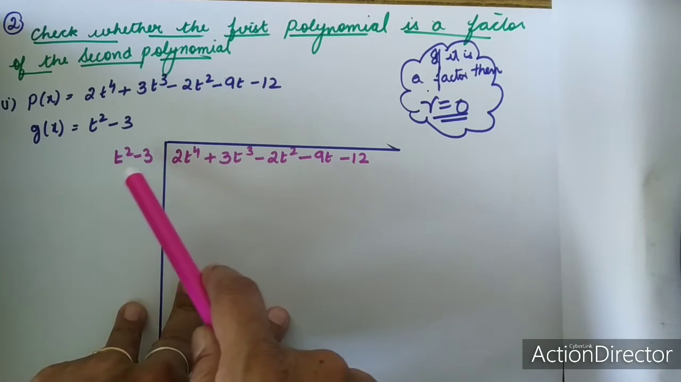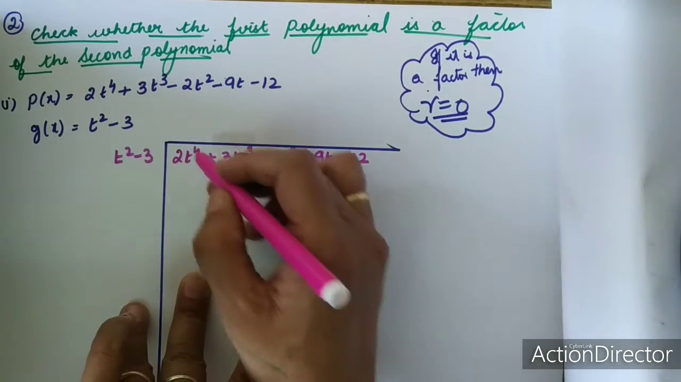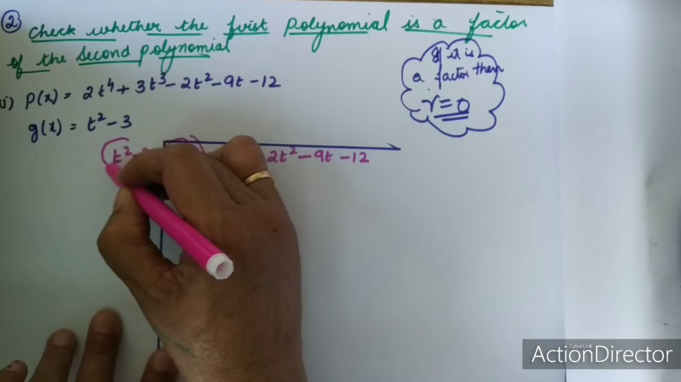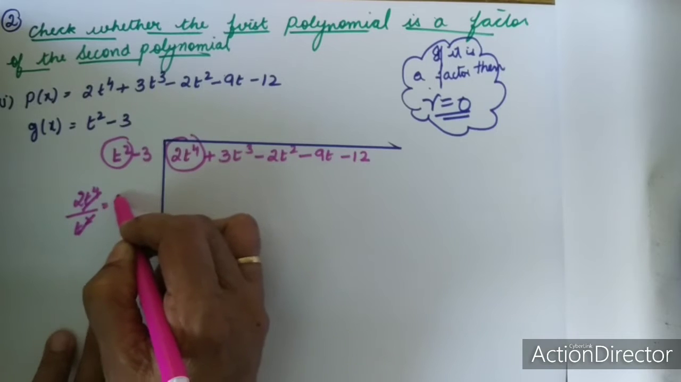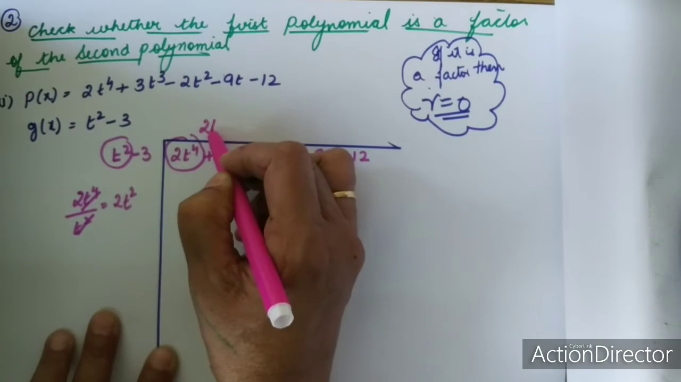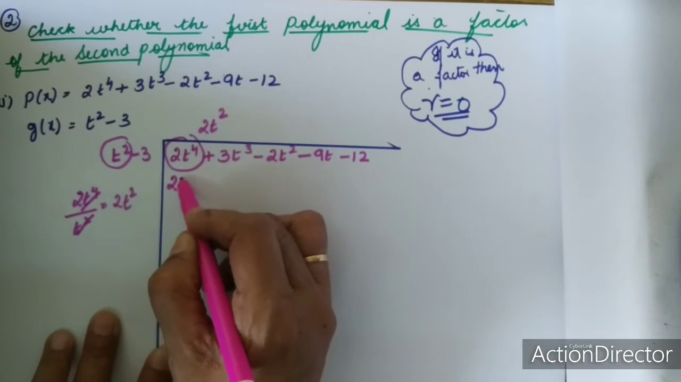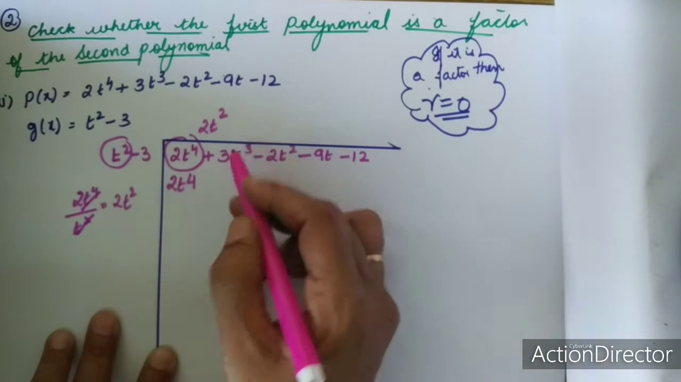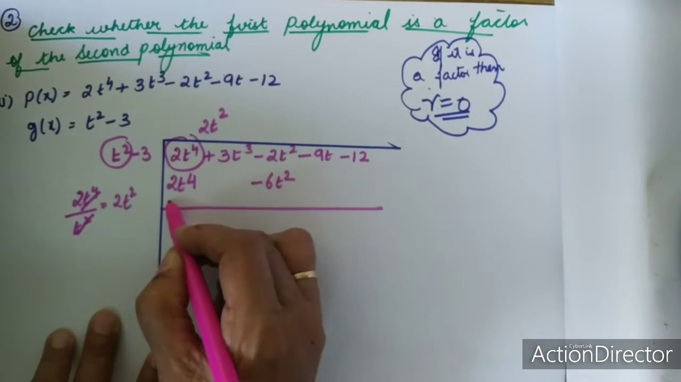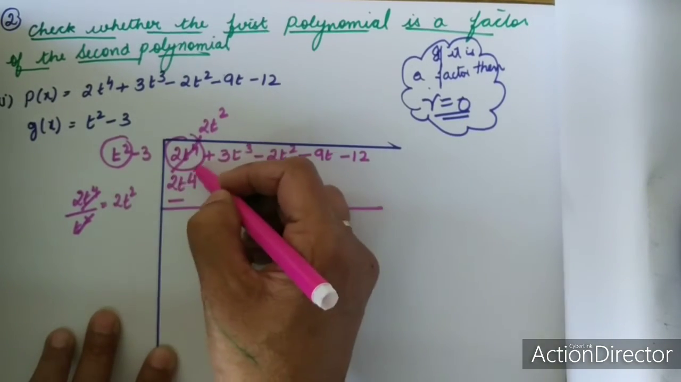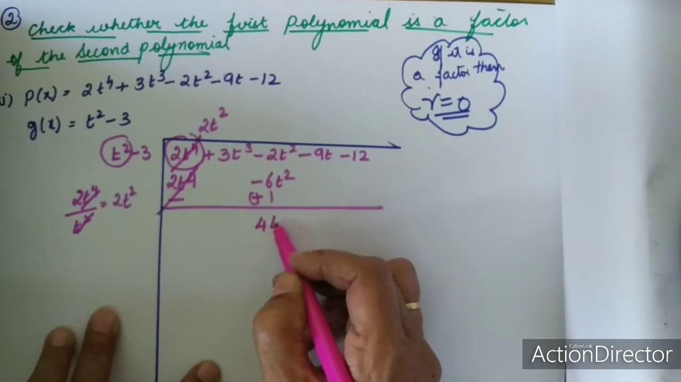So let us start dividing now. This P of x is divided by G of x. As I said earlier, what are you going to divide over here? 2t power 4 and t square. So 2t power 4 divided by t square, you will get 2t square. So this is my first term in the quotient, 2t square. Now you multiply t square into 2t square, which is 2t power 4, and minus 3 into 2t square, which is minus 6t square. Again by subtracting, 2t power 4 minus 2t power 4 will get cancelled. Minus 2 plus 6 will give me 4t square.